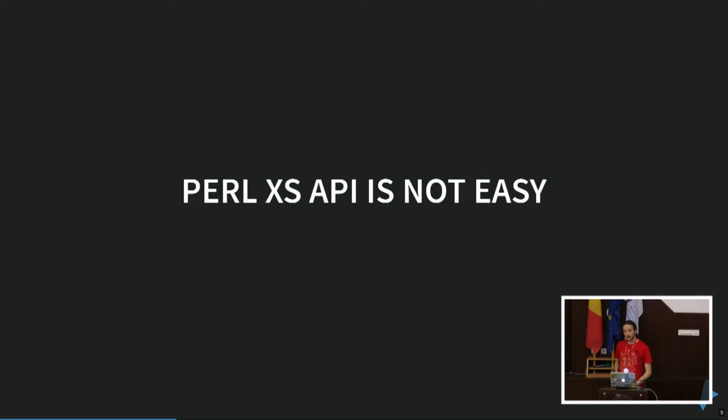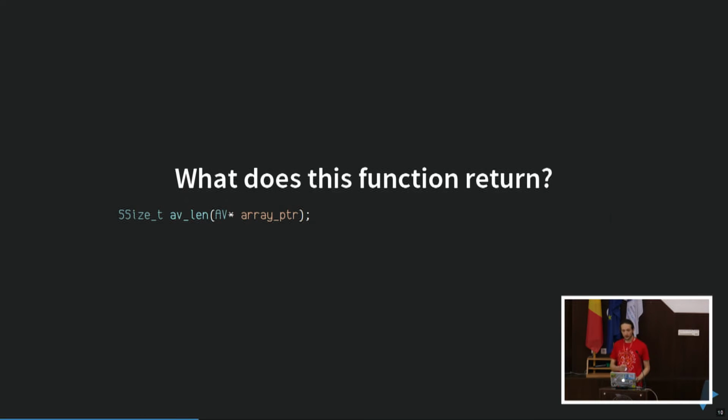And the Perl XS API doesn't make it any easier. For example, what does this function do? It returns the index of the last element. Why does it call len? Okay.